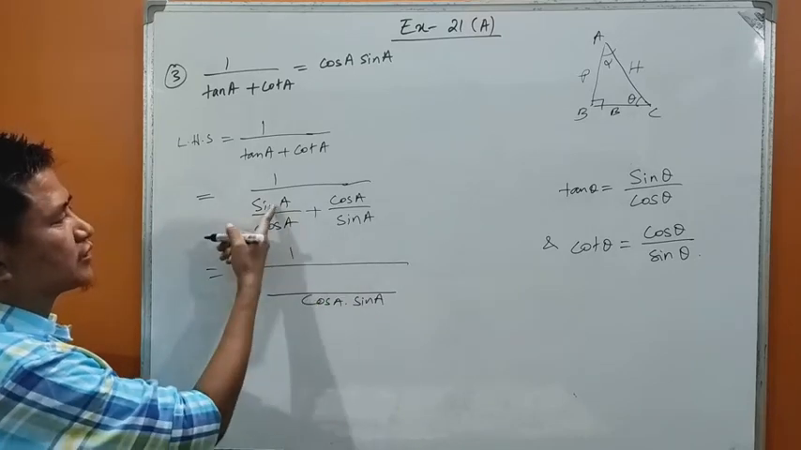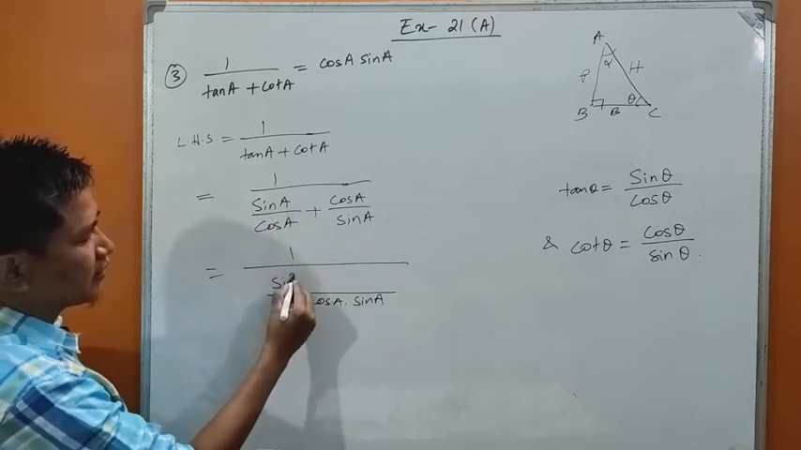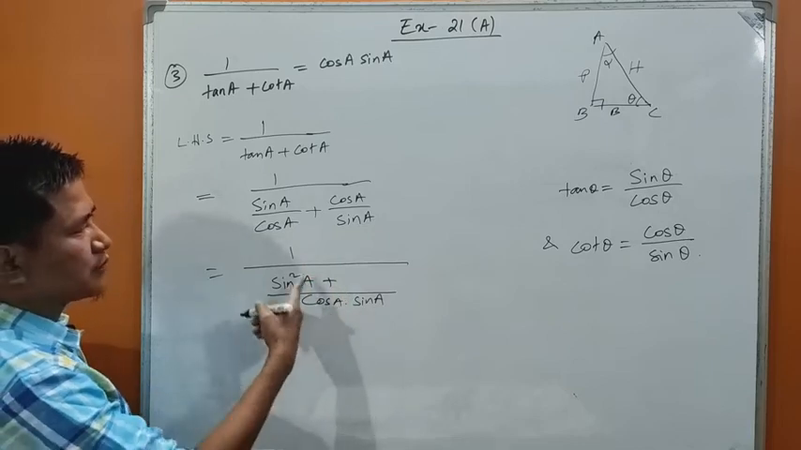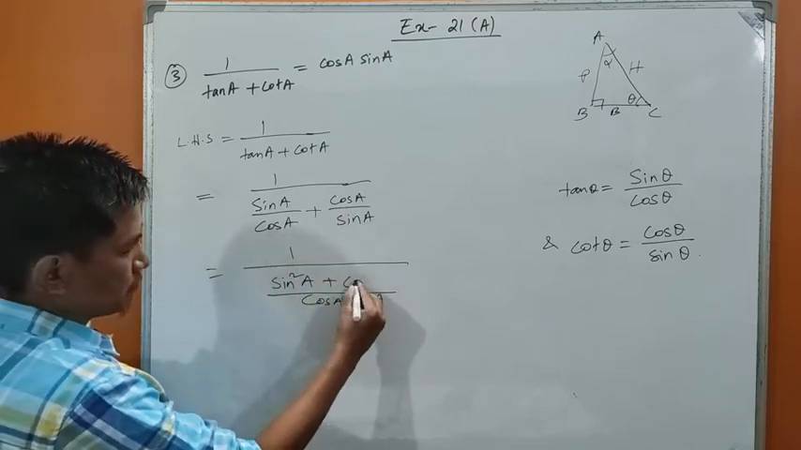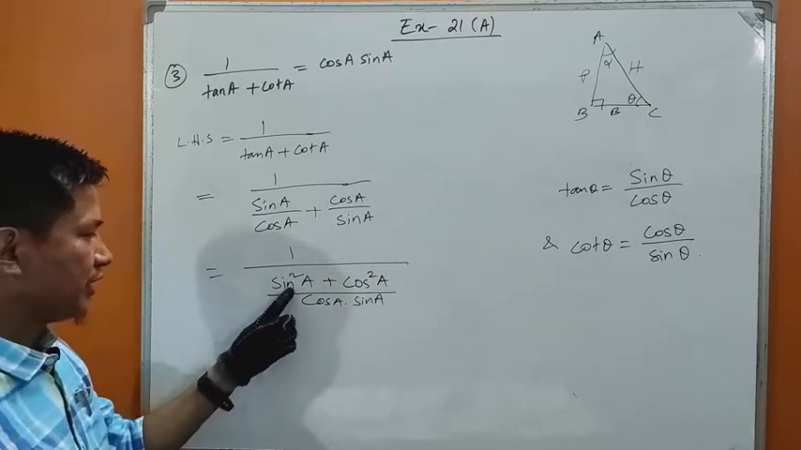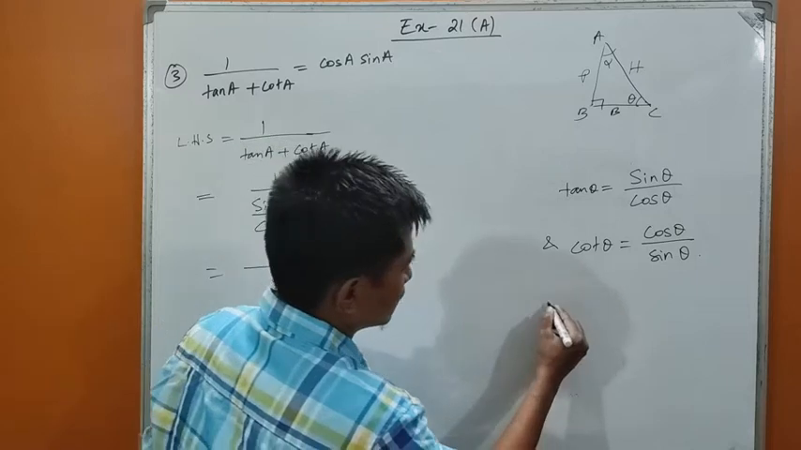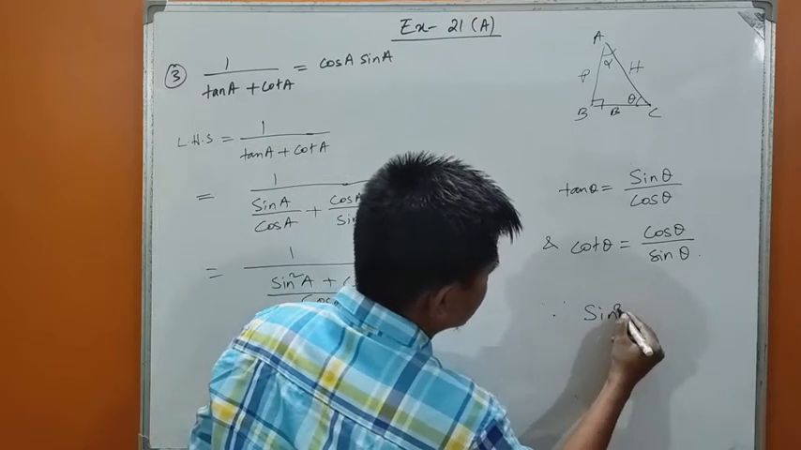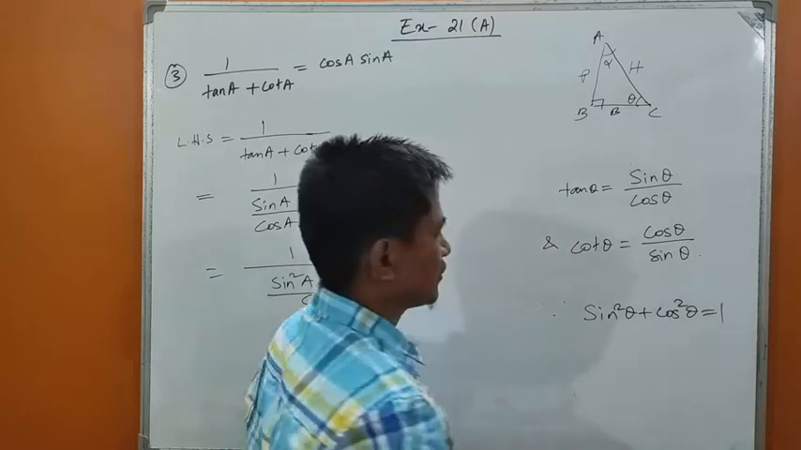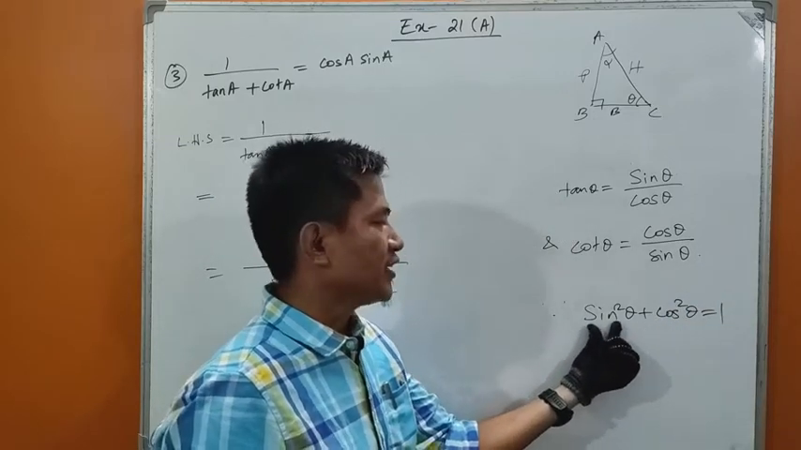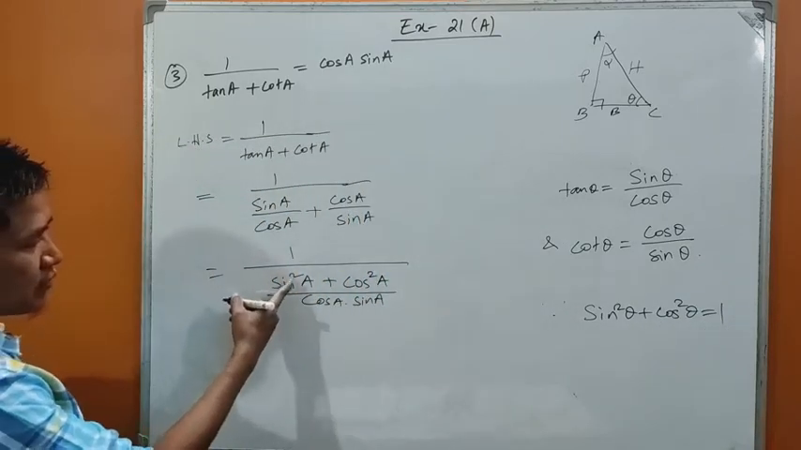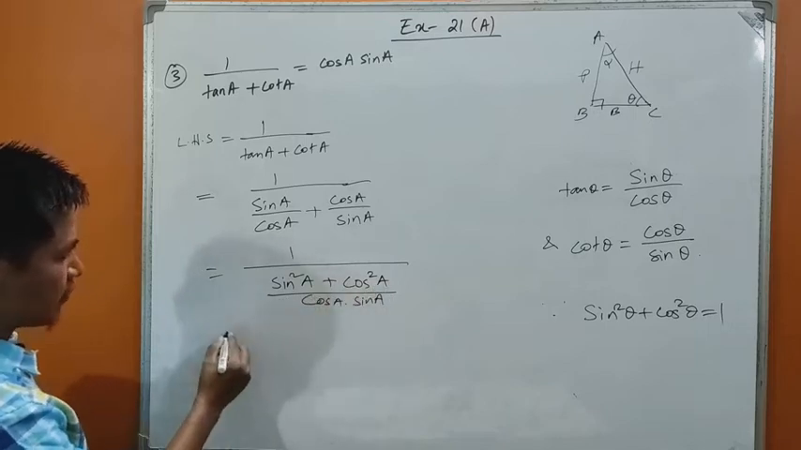Now cos A into sin A gives us cos A sin A. So that means sin A into sin A, sin square A, plus sin A into cos A gives us cos A sin A. That means cos A into cos A is cos square A, isn't it? So sin square theta plus cos square theta equals to 1. This is the formula which I gave you earlier, isn't it? So instead of this sin square A plus cos square A, I can write 1.